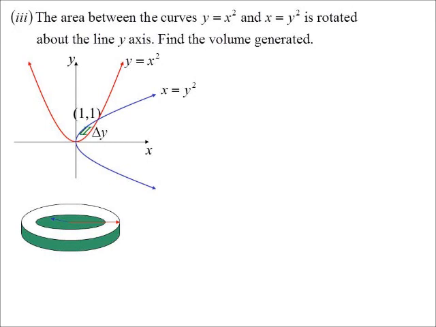Okay. So we've got an outside radius. So the outside radius would be going to the red curve. So I've made it red. Clever, hey? So, but I want it in terms of y, so it's y to the power of half. The inside radius is going to the blue curve. That's already in terms of y. So we go x is y squared.